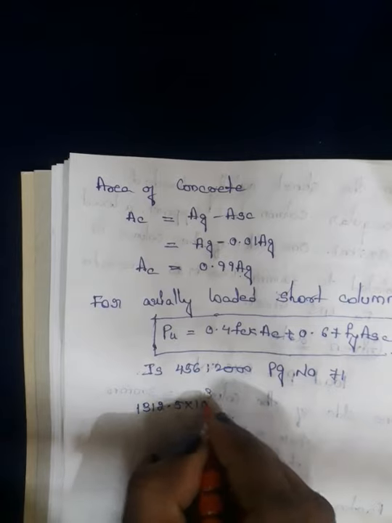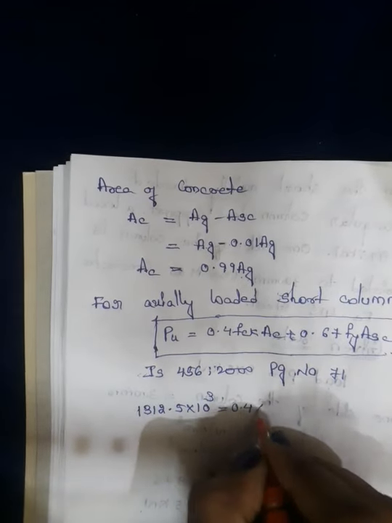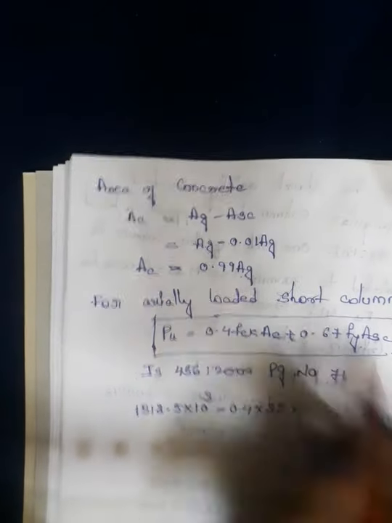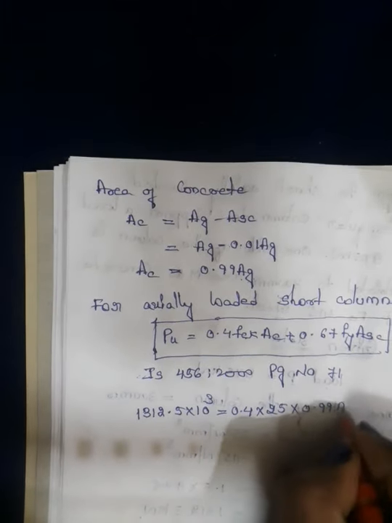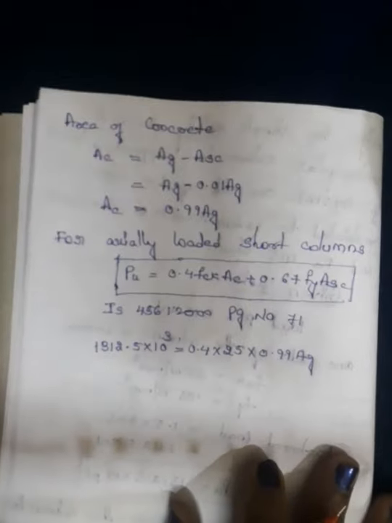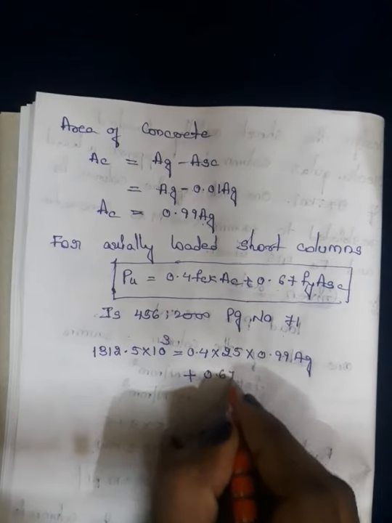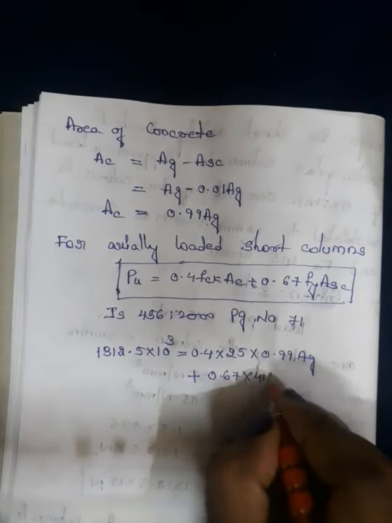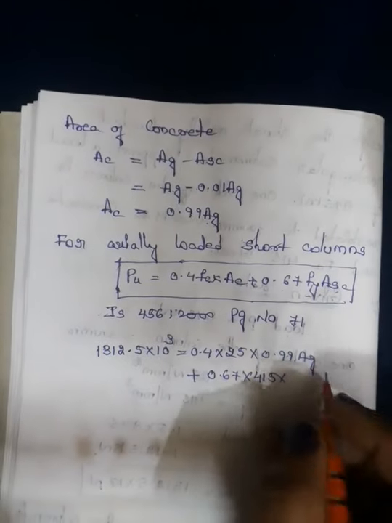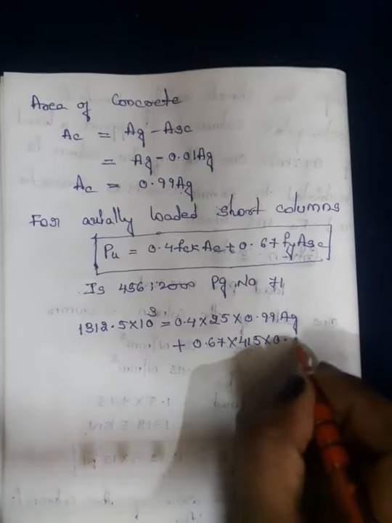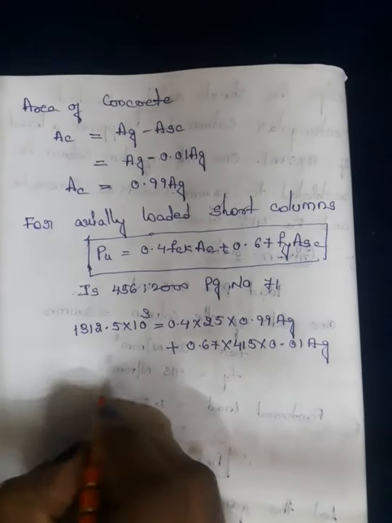So Pu is equal to how much? 1312.5 into 10 cube, which is equal to 0.4 into fck 25 into Ac, 0.99 AG, plus 0.67 into fy 415 into Asc, which we have calculated in the previous step, 0.01 AG. So calculate this.